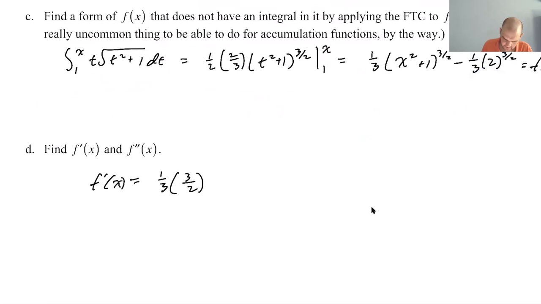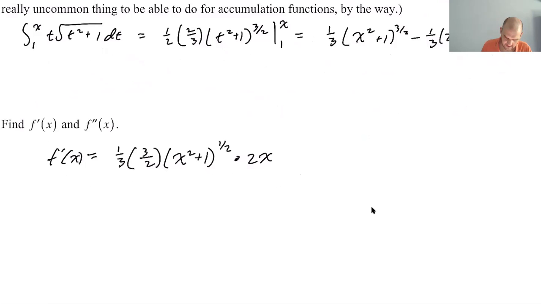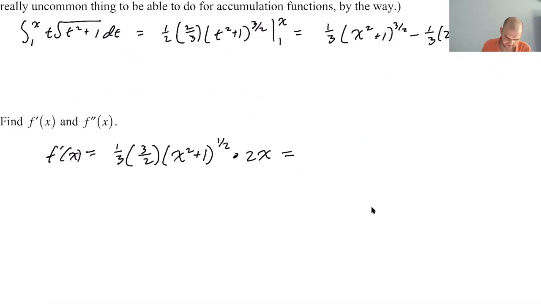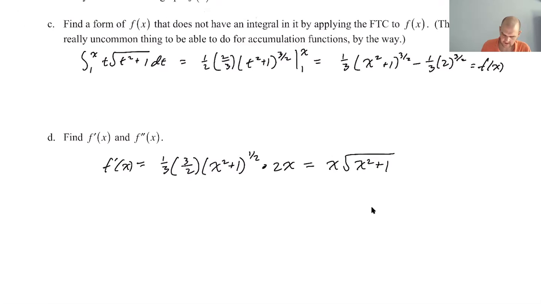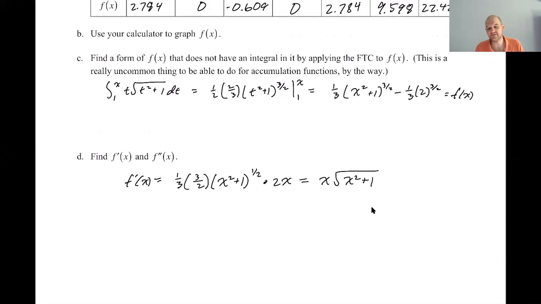3/2 times (x squared plus 1) to the 1/2 times 2x. And if I simplify this, I get x radical x squared plus 1. Have you seen something like that somewhere?